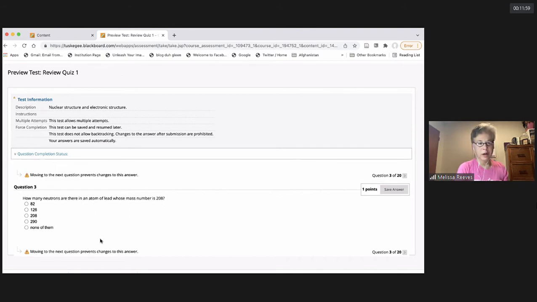So lead is 82. And so how many neutrons are there in an atom of lead whose mass number is 208? It would be 208 minus 82, which I'm going to guess is 126, because 8 minus 2 is 6.